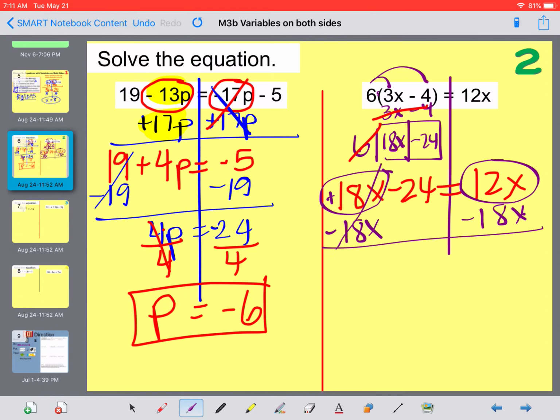So those eliminate, and we have a negative 24. Different sign, subtract. 18 minus 12 is 6x, but there's more negatives. Remember, same sign, add and keep. Different signs, subtract.